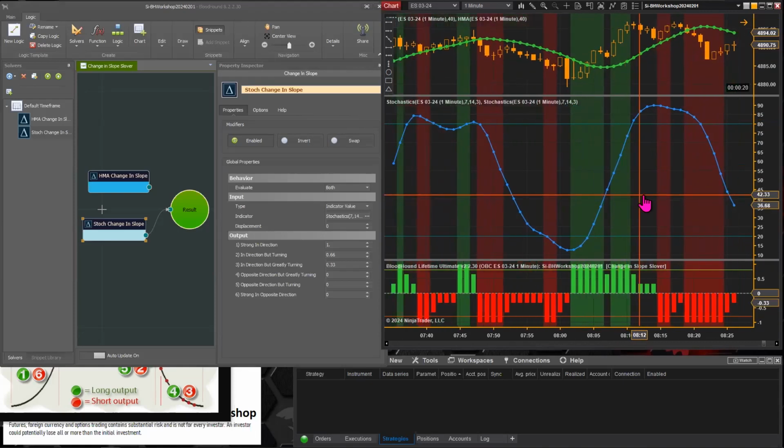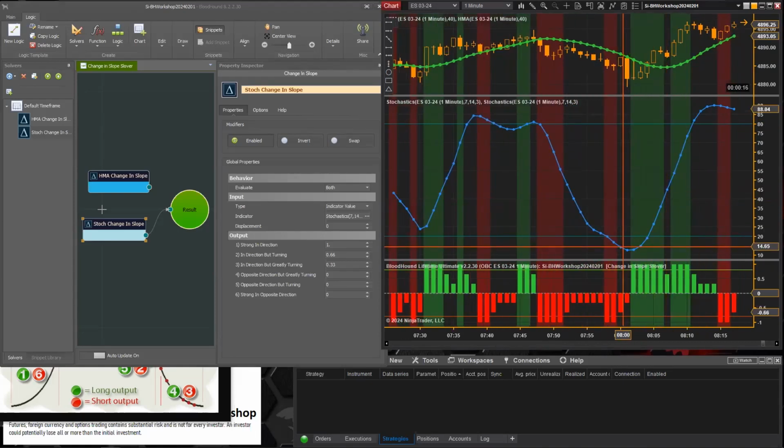So we can see here, maybe one of the benefits, one way that you could use this change in slope is with stochastics or an RSI, looking for those oversold and overbought areas, and hopefully trying to get a heads up on when the indicator might begin to roll over, right?